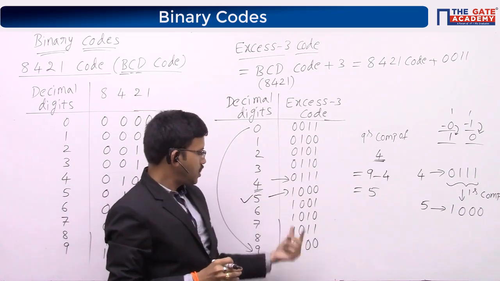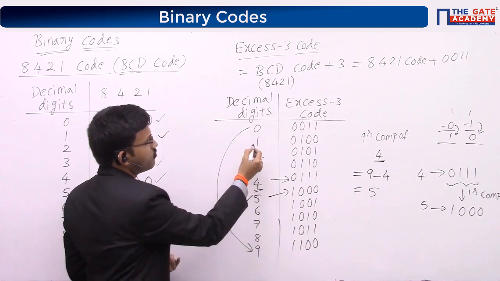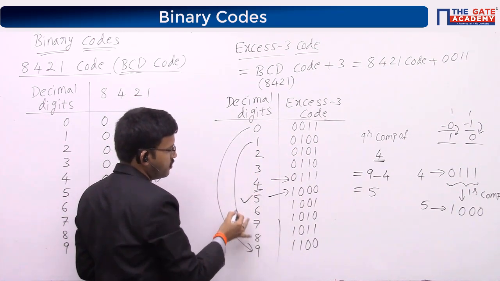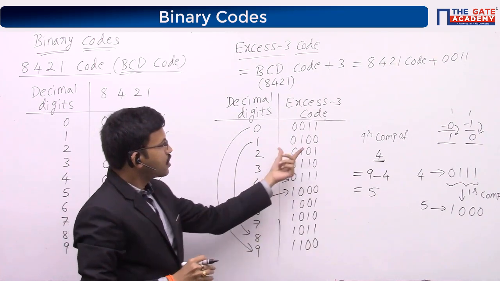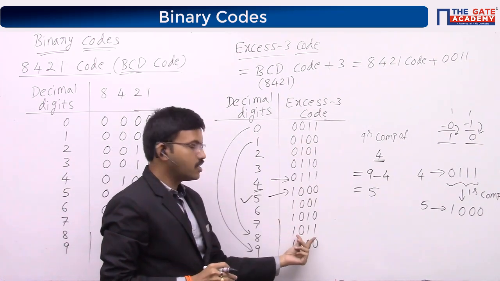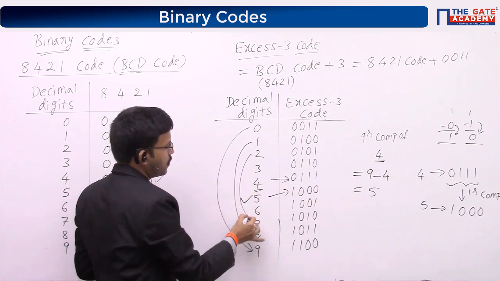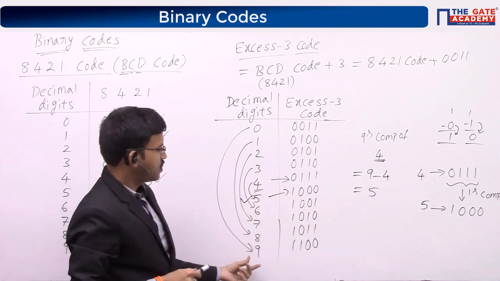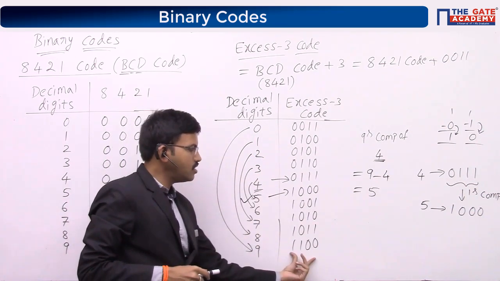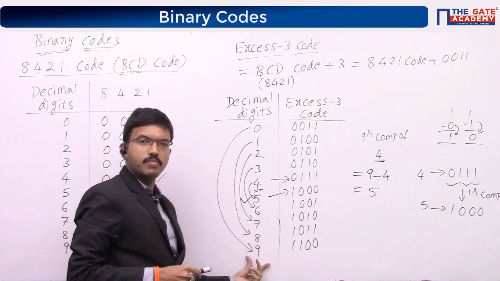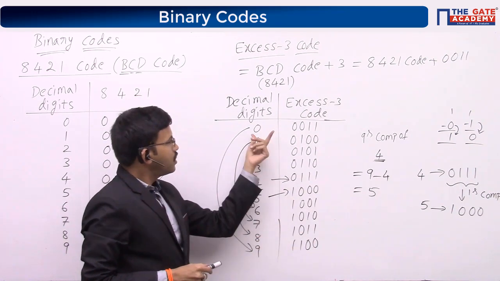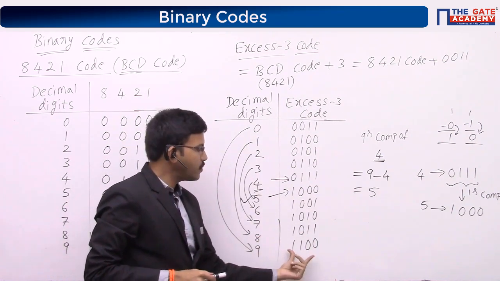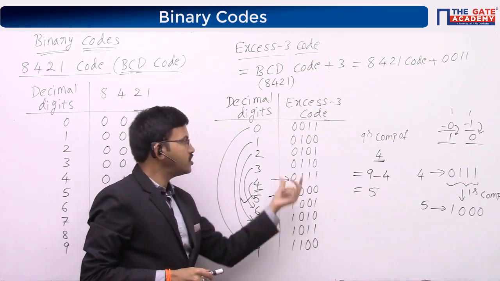Complement all these bits, 1100. Similarly, for 1 you are having the code. 9's complement of 1 is 9 minus 1, 8. Complement here, 1011. Like that, similarly it will be applicable. Check for the remaining. Similarly, if you consider 9, 9 is nothing but 1100. 9's complement of 9 means 0. That means here you are supposed to get 0. How am I getting it? Just by complementing these bits, 0011.